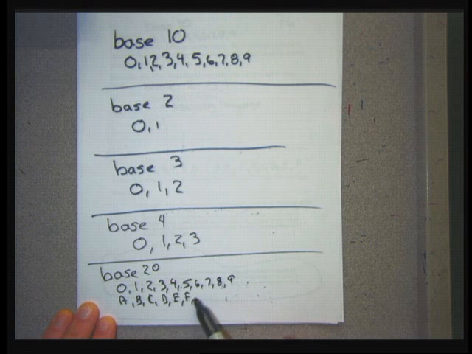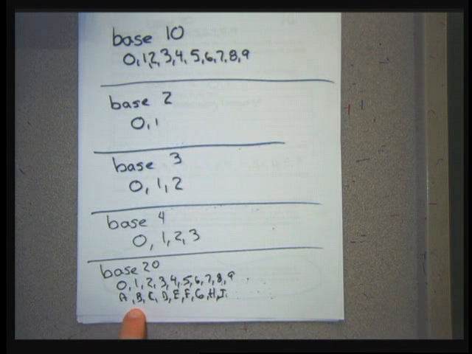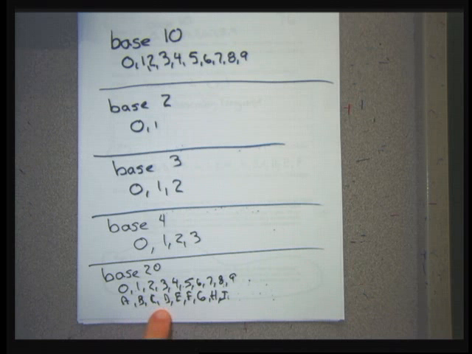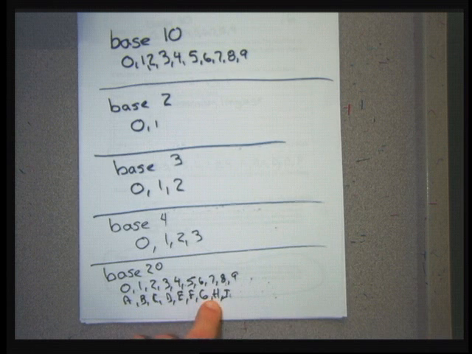0 through 9, I need to make up symbols for, like, A might stand for 11, B might stand for 12, C might stand for 13, D for 14, E for 15, F for 16, G for 17, H for 18, and I for 19.